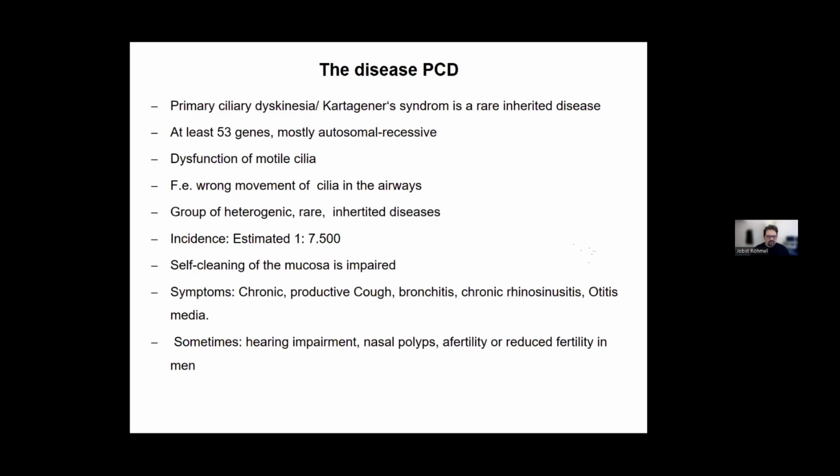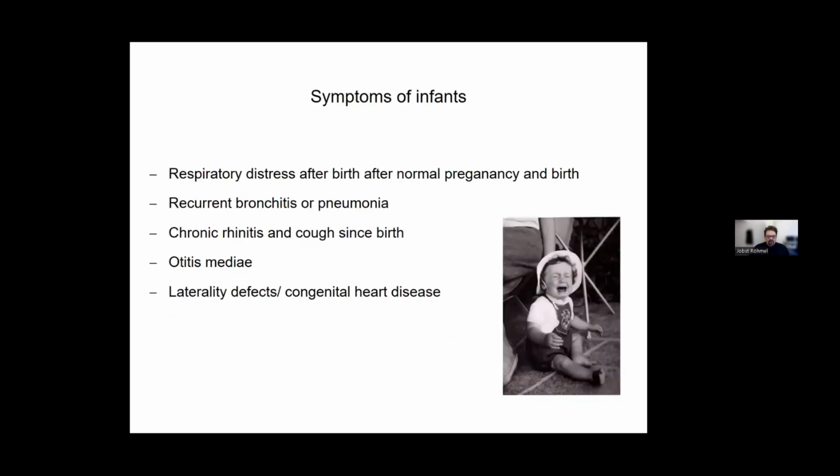If we go a bit more into detail with the symptoms by age, if you look at infants, there's one special thing: 80% of the patients with PCD have a respiratory distress syndrome after birth, after a normal pregnancy and no birth complications. And this is, I think, a very important thing because it's a unique opportunity, a window of opportunity to actually have early diagnosis of the disease.